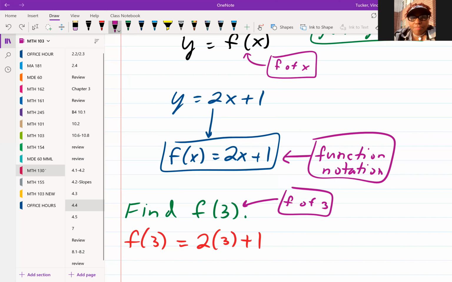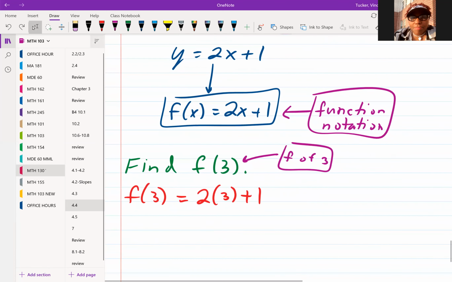Wait a minute, let me write that down. Good. Okay, example. Find f of 3.